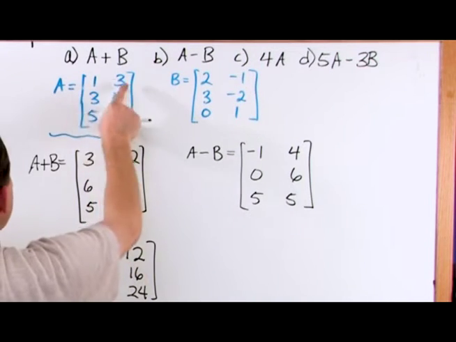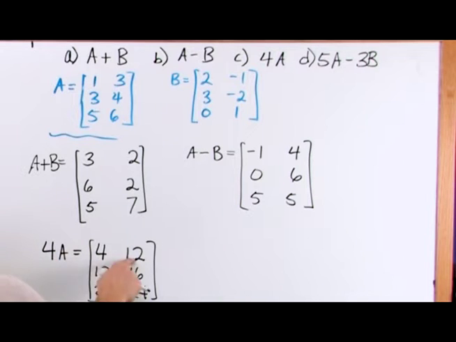So again, you go element by element. When you multiply by a scalar, you're literally just multiplying every single element by the number outside.